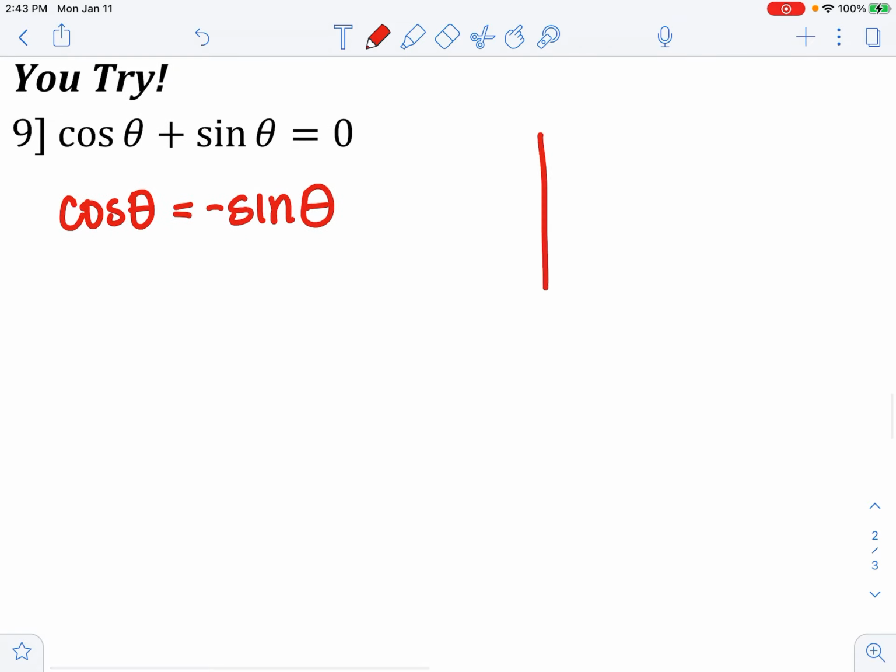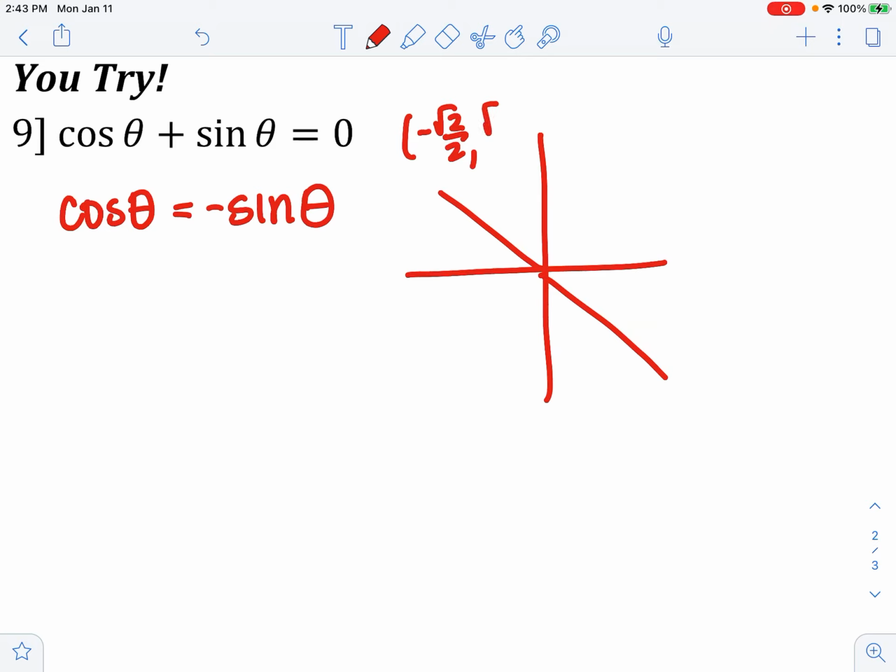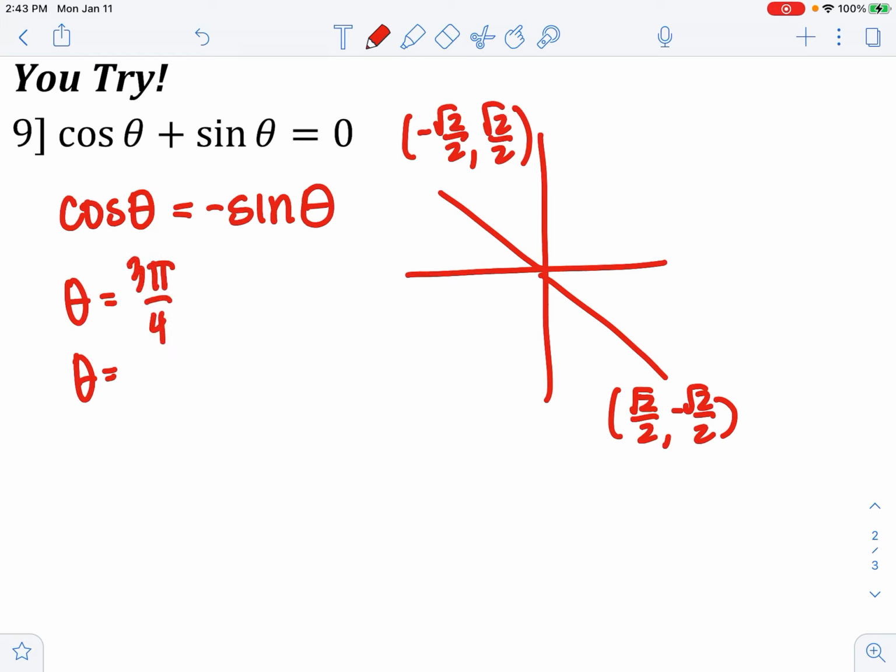This is saying where are sine and cosine the opposite of each other. So same number, just opposites. That's in your second and fourth quadrant, where it's negative root 2 over 2, positive root 2 over 2, and root 2 over 2, negative root 2 over 2. So that are my pi over 4 reference angle, but in the second quadrant, that's 3 pi over 4, and in the fourth quadrant, that's 7 pi over 4.